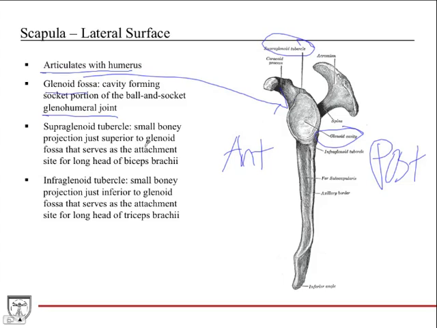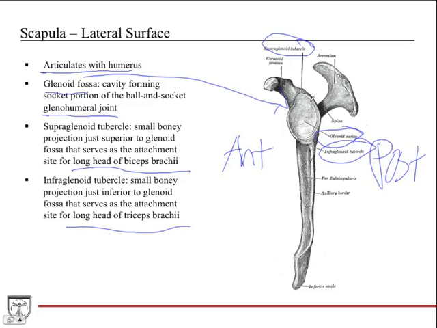Then you have the supraglenoid tubercle, which you can see here, which is this bony prominence projecting superiorly, and it serves as an attachment site for the long head of the biceps brachii muscle. And then you have the infraglenoid tubercle, which you can see here, and this is a small bony projection projecting inferiorly, and it serves as an attachment site for the long head of the triceps brachii.